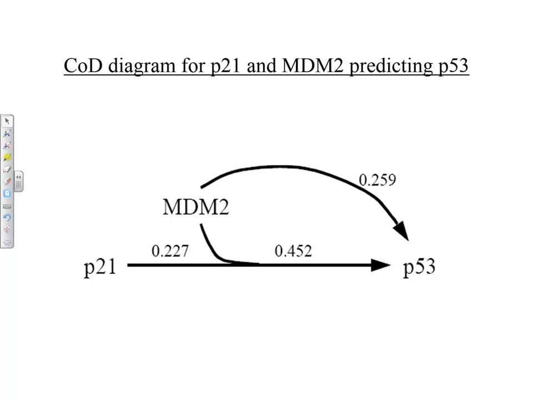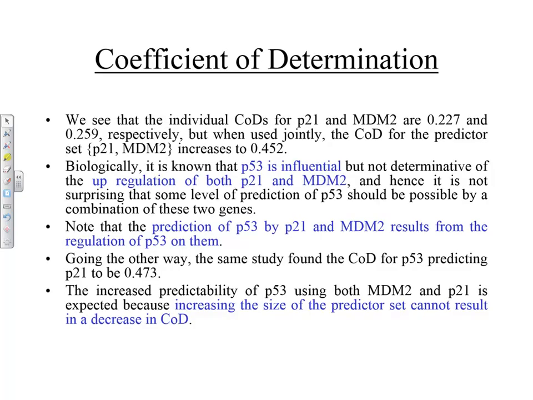But if you use, instead of just one predictor for predicting P53, the two of them together, MDM2 and P21, then the COD goes up. It becomes 0.452. So we see that the individual CODs for P21 and MDM2 are 0.227 and 0.259 respectively, but when you use them together, the COD for the predictor set increases to 0.452.